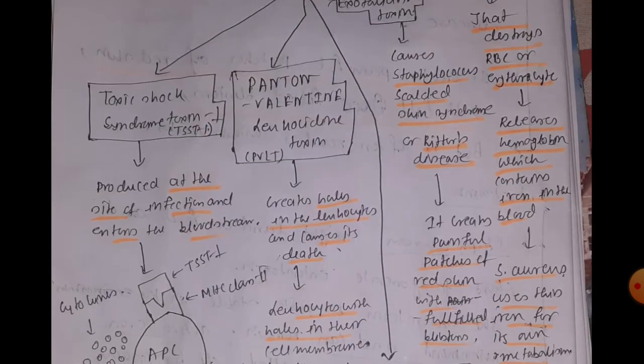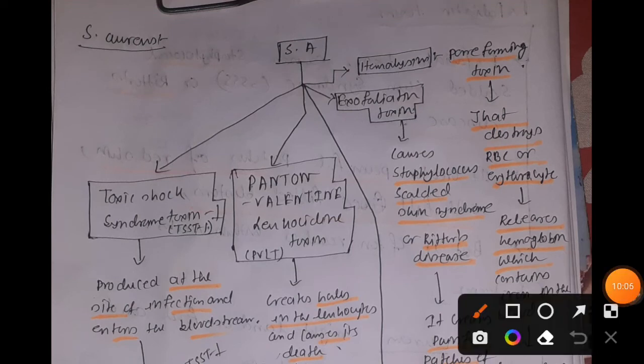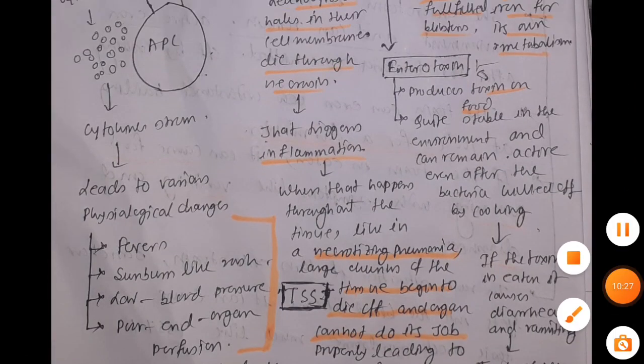So that is the 5 types of superantigen or toxin produced by Staphylococcus aureus. One is toxic shock syndrome toxin, another one is Panton-Valentine leukocidin toxin, the third one is exfoliatin toxin causing staphylococcal scalded skin syndrome or Ritter's disease, and the last one is hemolysin, and the extra one is enterotoxin. Okay, so thank you for listening to this class.